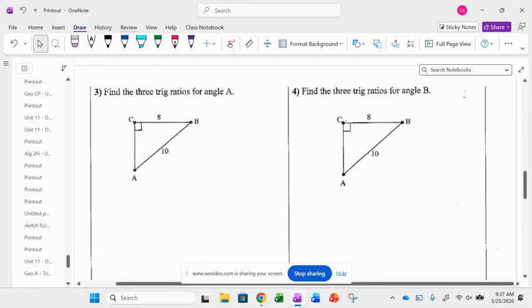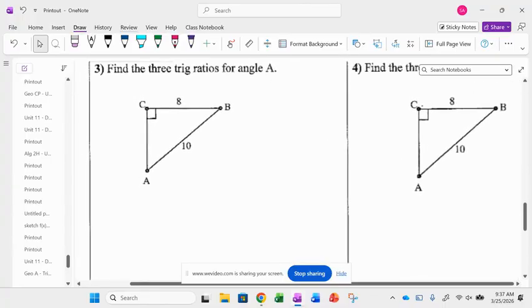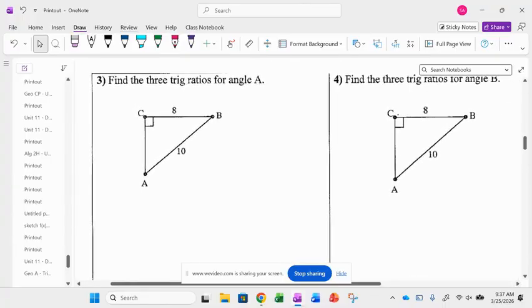We're only going to do one of these. Let's do number 3. Find the 3 trig ratios for angle A. So what does that mean? Everything is in reference to angle A. Does it matter which angle we're using? Absolutely, it matters. So everything's in reference to angle A. This is actually a triple. Does anybody know something, 8, 10? What's that missing side? 6.